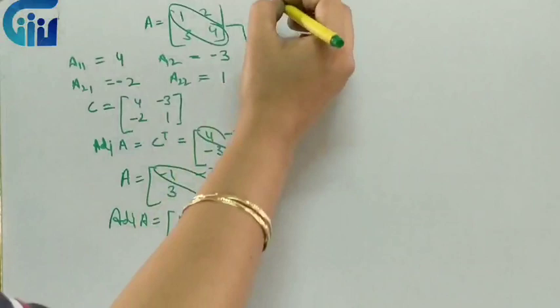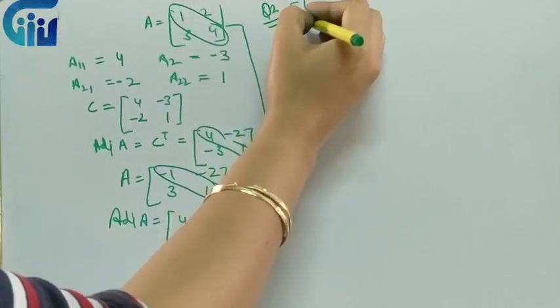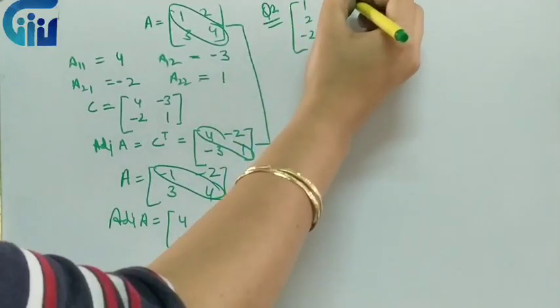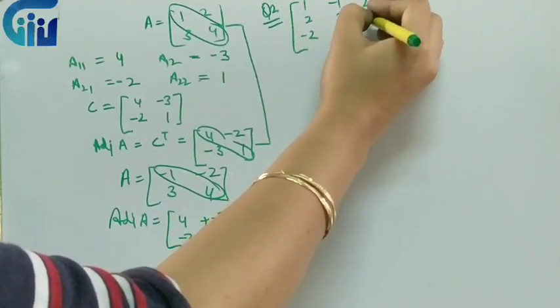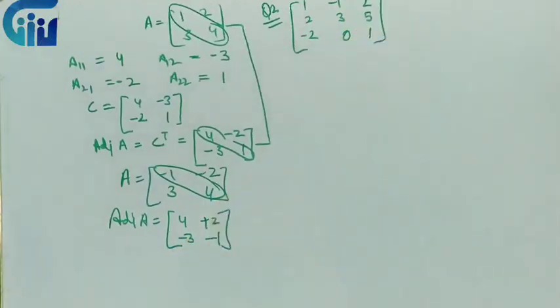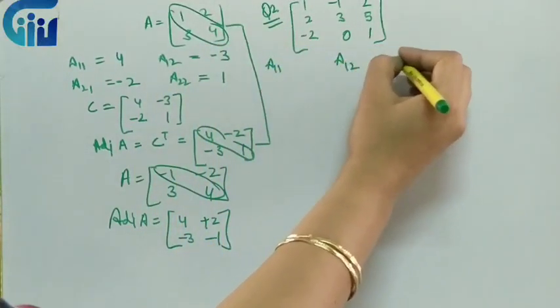So for 3 by 3, this is question number 2 of exercise 4.5. Again we'll first learn the elaborate method, and then I'll tell you the shortcut method of finding the adjoint also. So what do we have? Over here we have a 3 by 3. So I'll write all the cofactors. First of all, let's quickly write down all the cofactors.